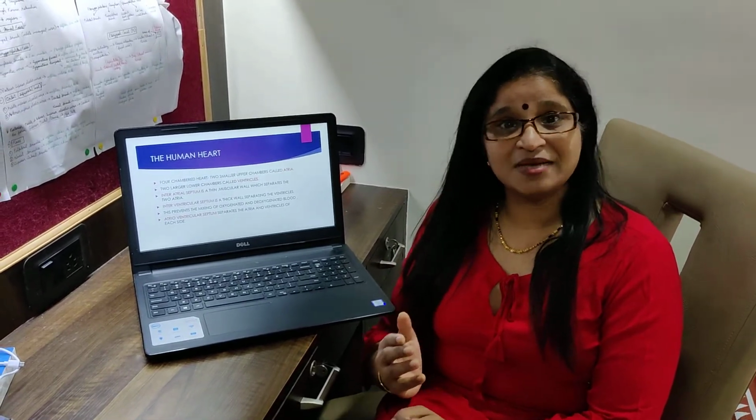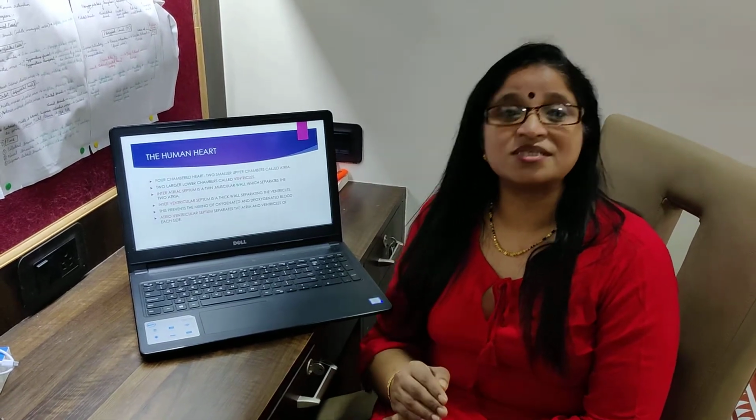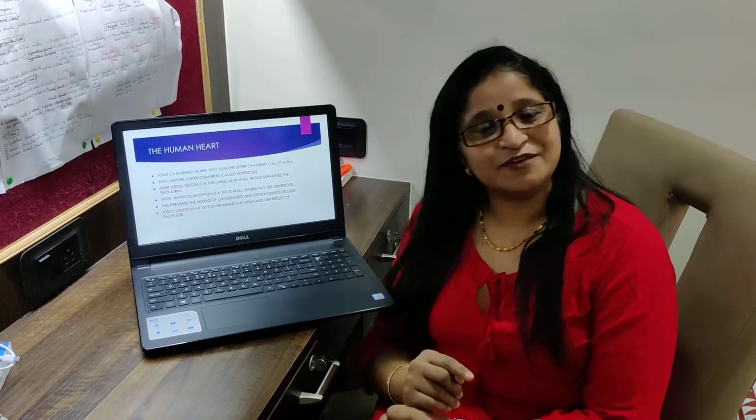Please understand, the right side of our heart, that is the right atrium and right ventricle, contain deoxygenated or impure blood, whereas the left half of the heart, that is left atrium and left ventricle, contain oxygenated or pure blood. That means we cannot allow deoxygenated blood and oxygenated blood to mix with each other, right? So there is a partition or a septum between the two chambers. Between the right atrium and the left atrium, we have the interatrial septum, and between the right ventricle and the left ventricle, we have the interventricular septum. Isn't that interesting?